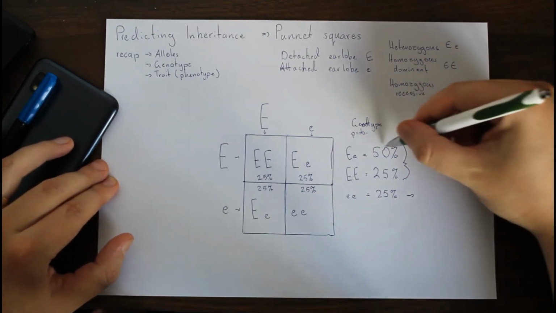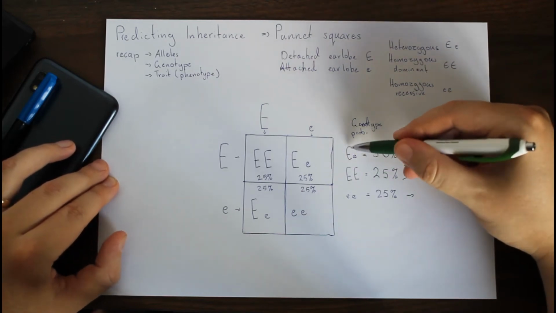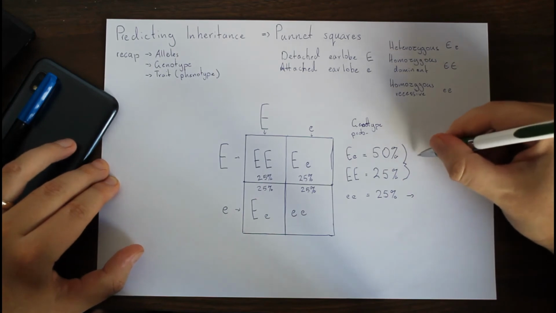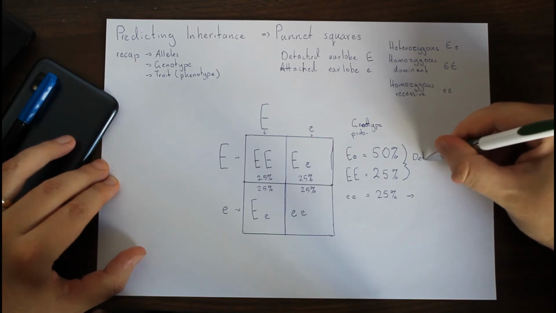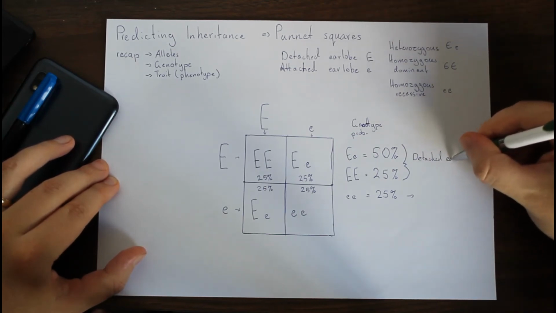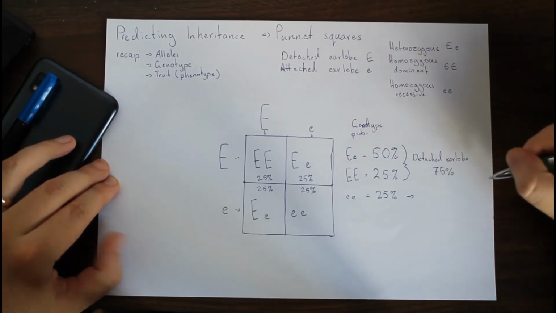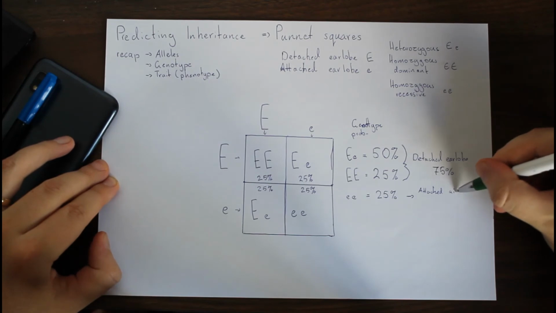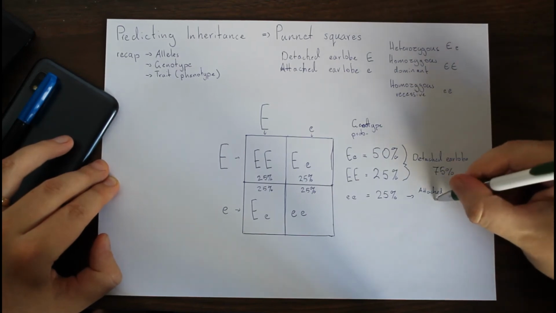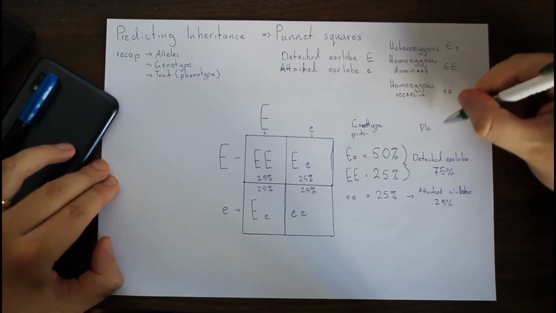So we've got 75% of the offspring, or an offspring has a 75% chance of having the dominant gene. There is a 75% chance that they will have detached earlobes. So we say detached earlobe, 75% chance, okay? Whereas our attached earlobe only has 25% chance. And this would be our phenotype probability.